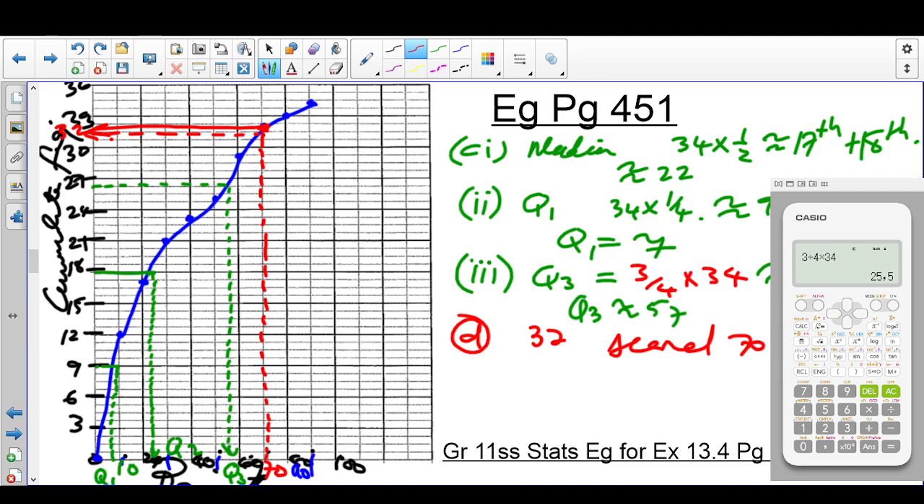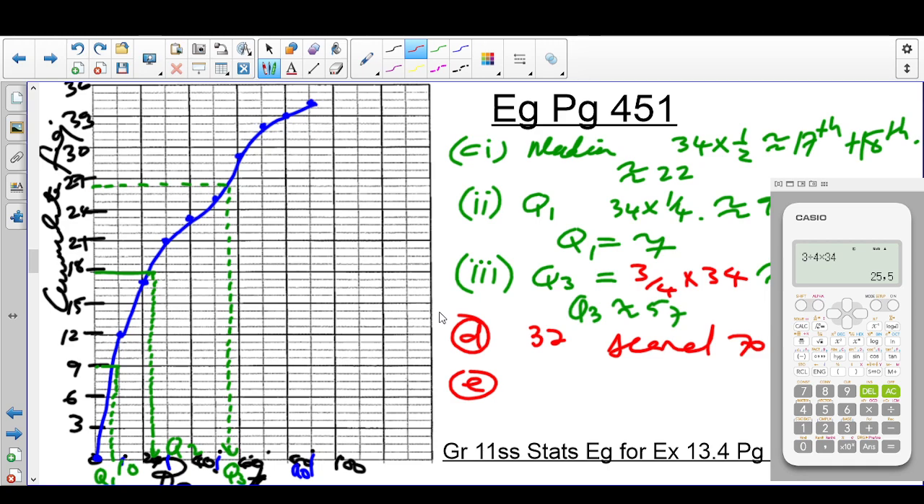70 points or less. So it just stands: 32 teams scored 70 points or less. Okay, let's look at E. E says, give the 66th percentile of this data set. So what I'm going to do is just take a read off. I'm going to use red again. Don't miss too much on your ogive graph, because you won't be able to see your values there easily.